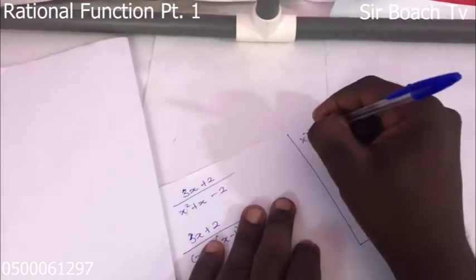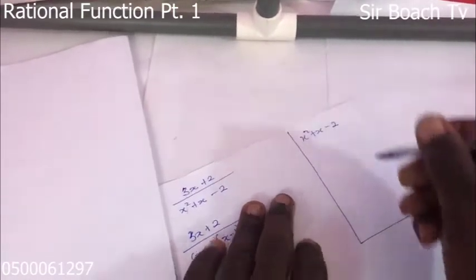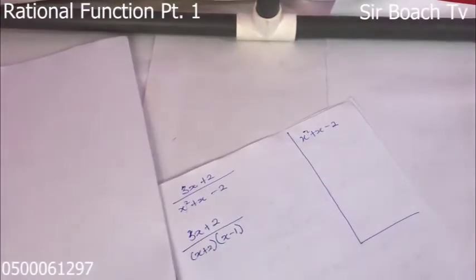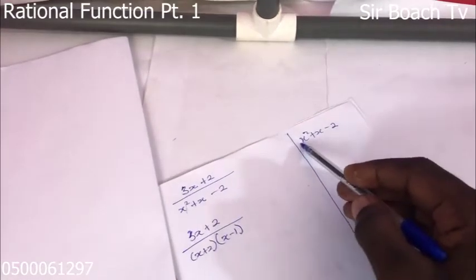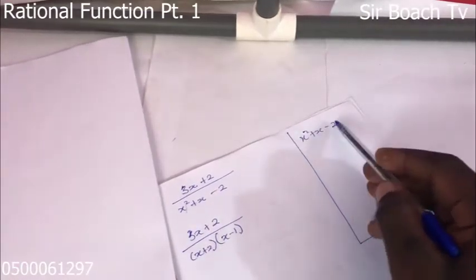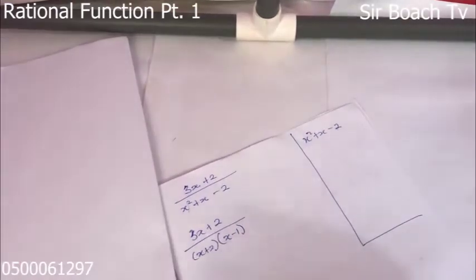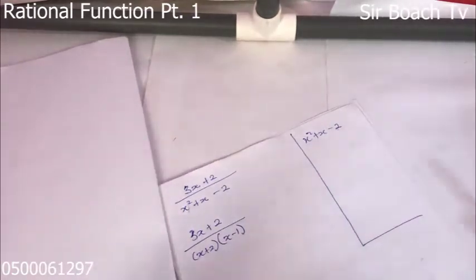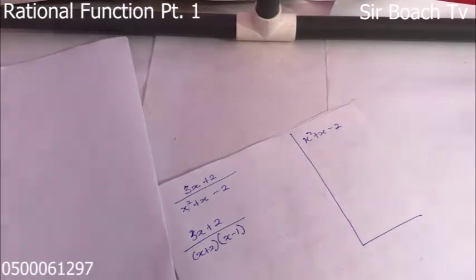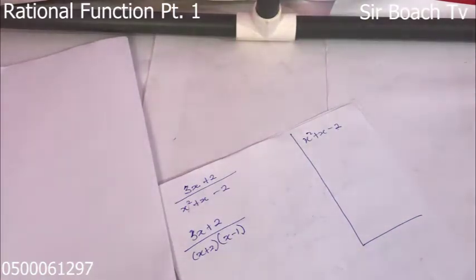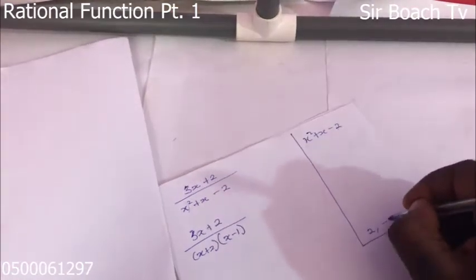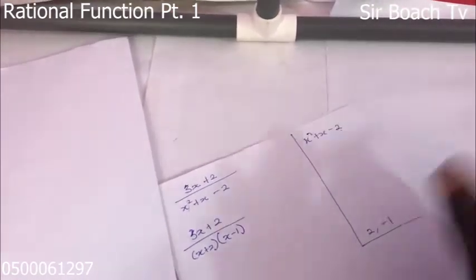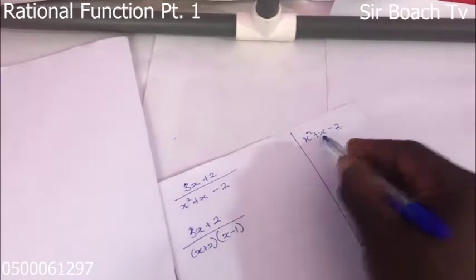So we have x squared plus x minus 2. Now when we are factorizing something like this, we pick the coefficient of the x squared, multiply it with this one, and find 2 factors. When you multiply, you get the constant, but when you add, you get the middle one. So we get 2 and minus 1. When you multiply 2 and minus 1, you get minus 2. But when you add, you get 1.